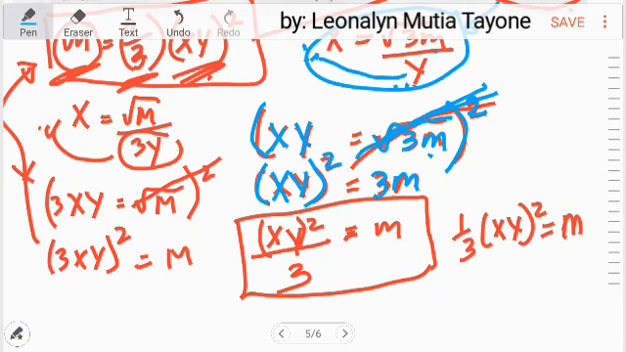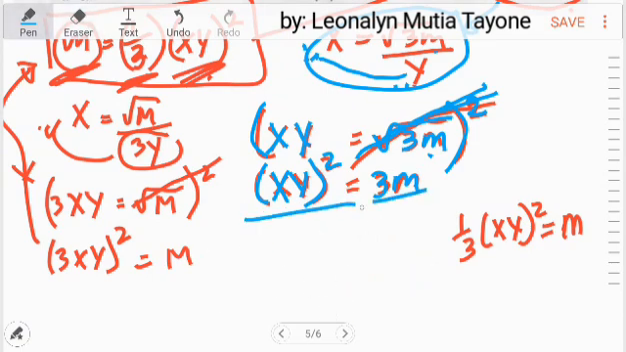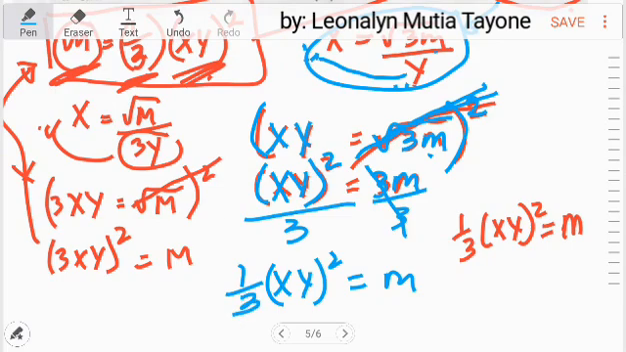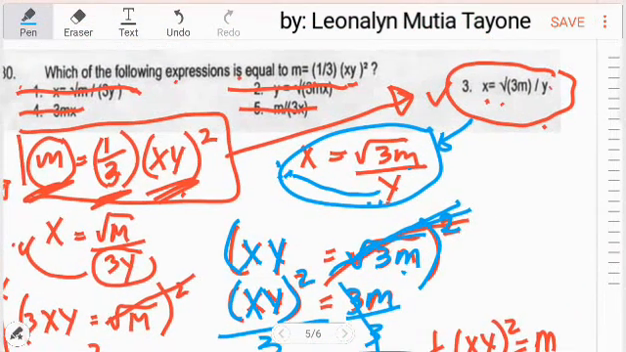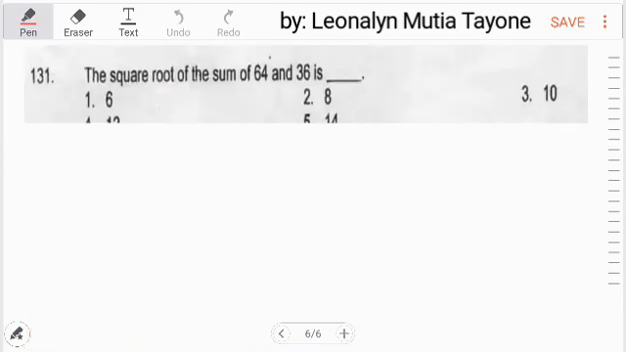Next, si 3m, dinivide natin ng 3 to both sides para makancel out natin yan. So, ang natira na lang ay si m equals xy squared over 3. Itong over 3 na yan, pareho lang yan kung ganito ang gagawin natin: xy squared tapos 1/3. So, therefore, si choice number 3 ay equal dito. Now, let's do question number 131.